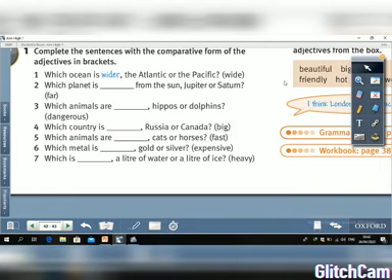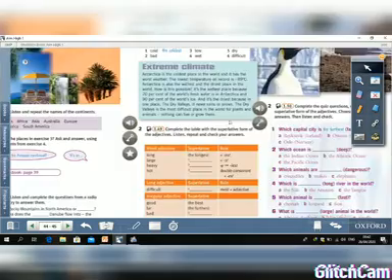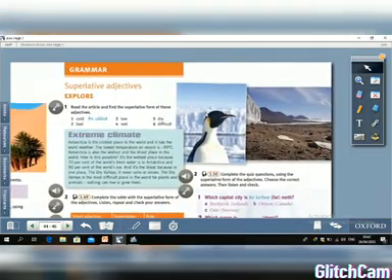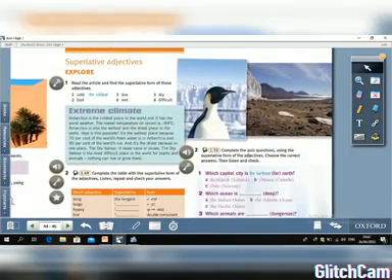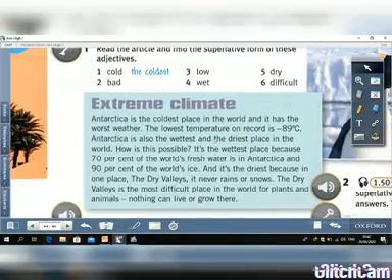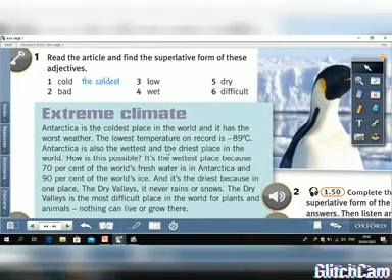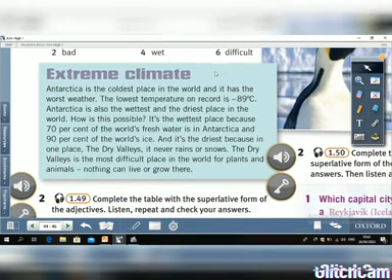Okay, this is for comparative. Let's move to superlative. Superlative adjectives. Read the article and find the superlative form of these adjectives. Cold becomes the coldest. We will know low, dry, bad, wet, difficult. Extreme climate. Antarctica is the coldest place in the world.